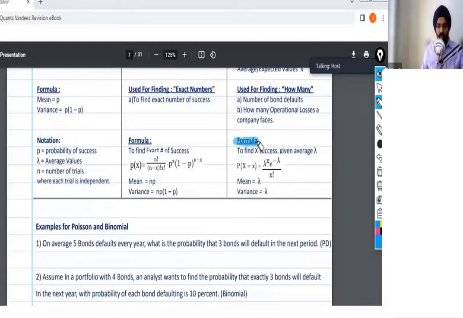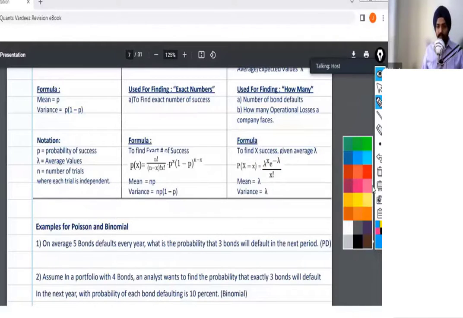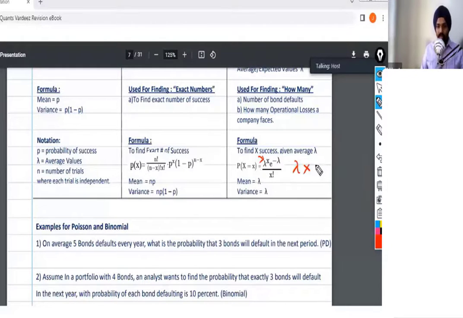Okay, and the formula for the Poisson distribution to find X successes given some average values, you need to remember this particular formula: lambda, which is the average, multiplied by e to the power negative lambda, this negative average, and over here we have the x, which is something that we want to find, divided by x factorial. You use this formula and you get your X successes, whatever you need, using the Poisson distribution.